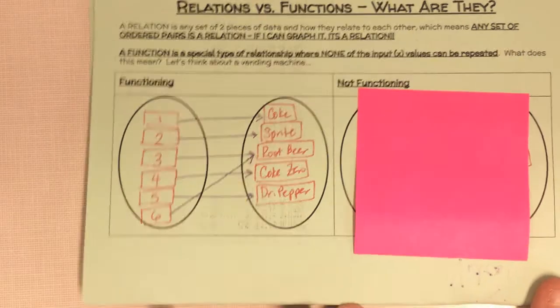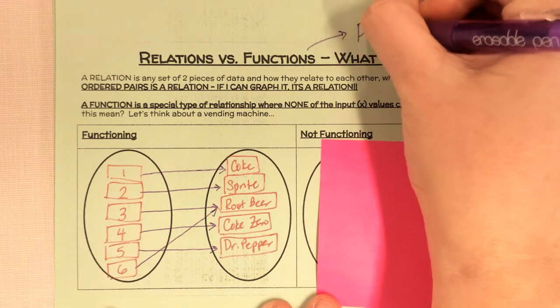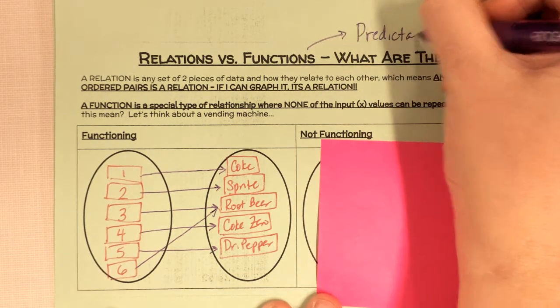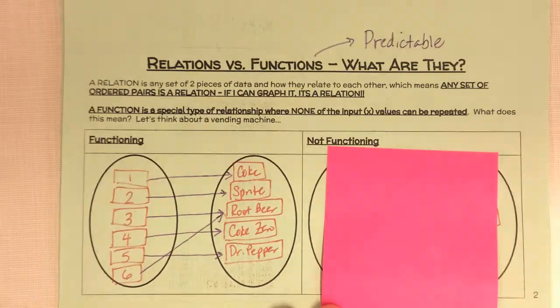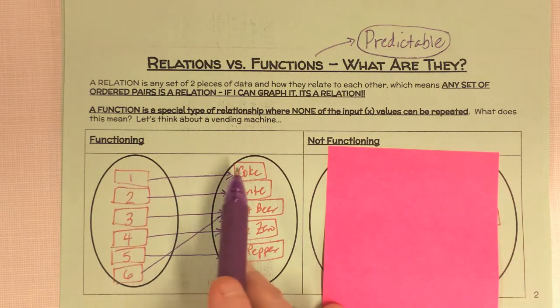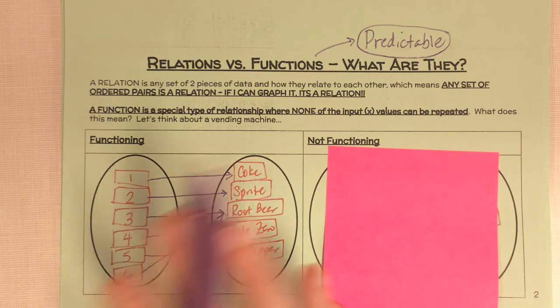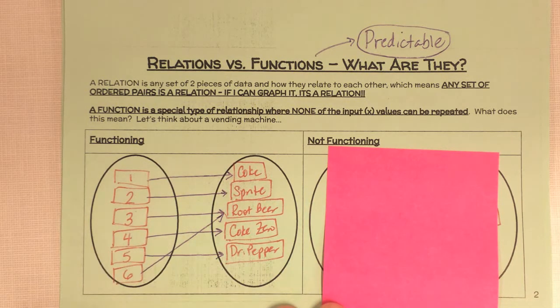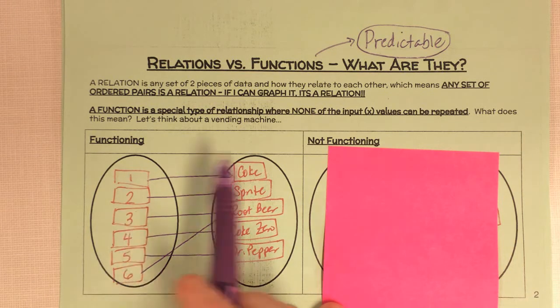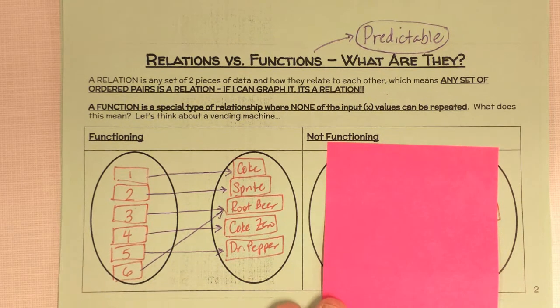A function is something that is predictable. What does that mean? If I push a button, there's only one possible thing that could happen. If I input a 1 into the Coke machine, there's only one choice for what I can get out of that machine. If I hit a 1, I get a Coke. If I hit a 2, I get a Sprite. If I hit a 3, I get a root beer. 4 is a Coke Zero, 5 is a Dr Pepper, 6 is a root beer. Now I have 2 buttons that give me root beer, but what do I know? If I push either one of those buttons, I'm going to get root beer.